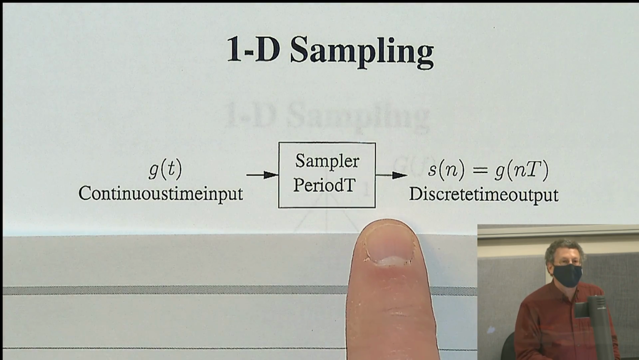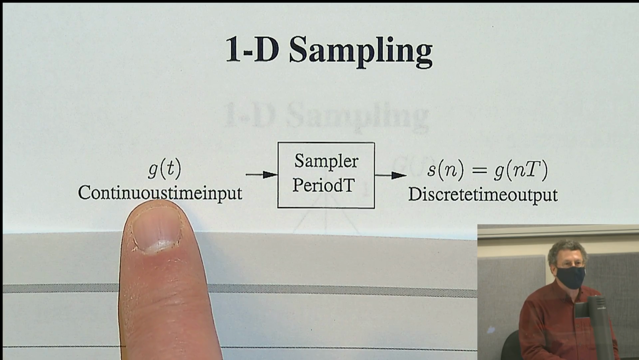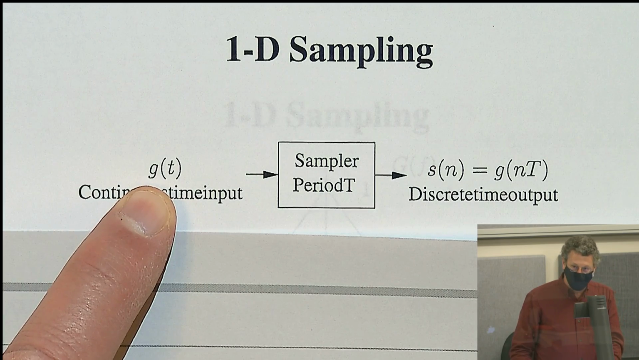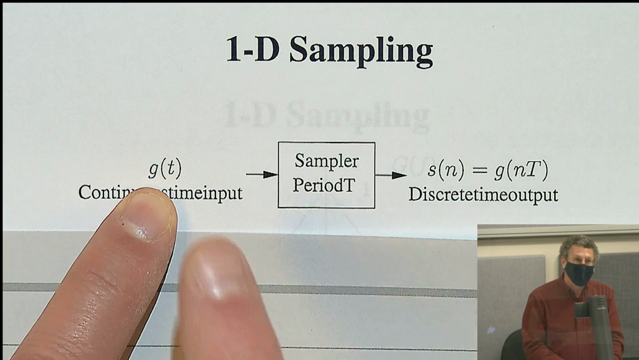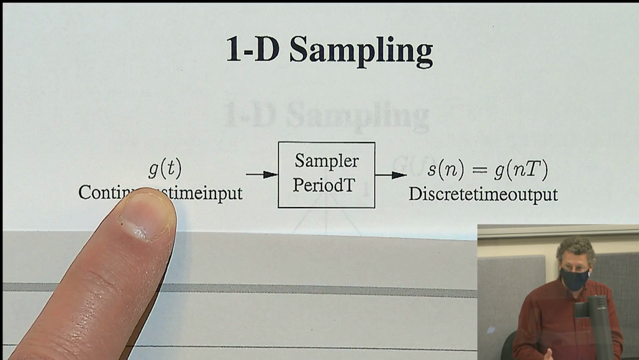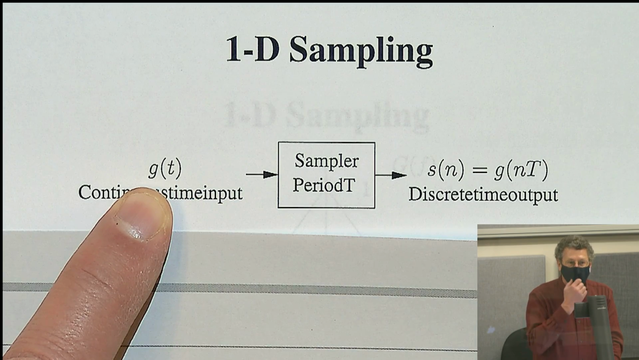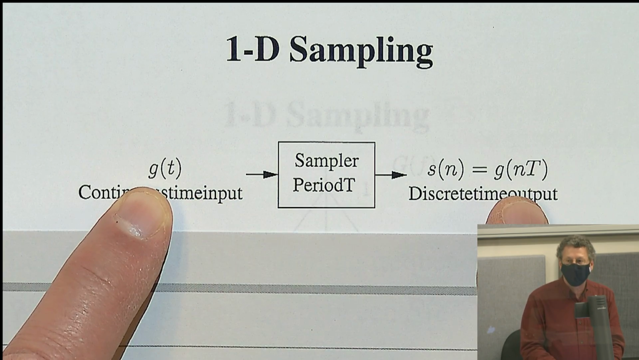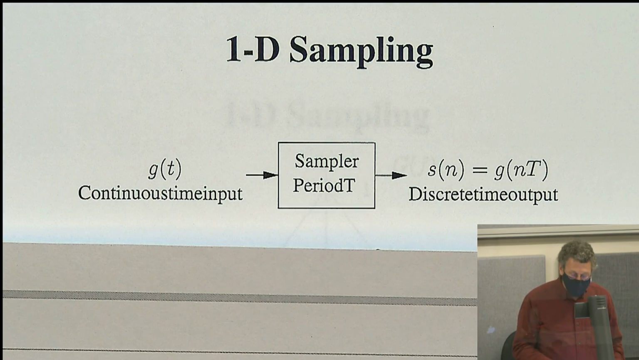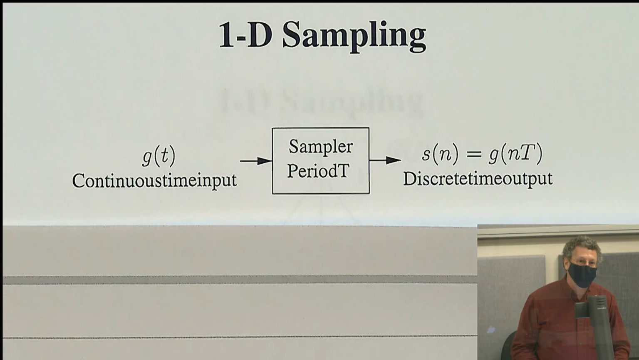So this is a linear system because the definition of linearity is, well, two things. If you scale g by a continuous value, the output gets scaled by a continuous value. That's clearly true. But if you add two functions together to form the input, then the output is the sum of the sample values of the two inputs. So this is a linear system, but it's not time invariant.